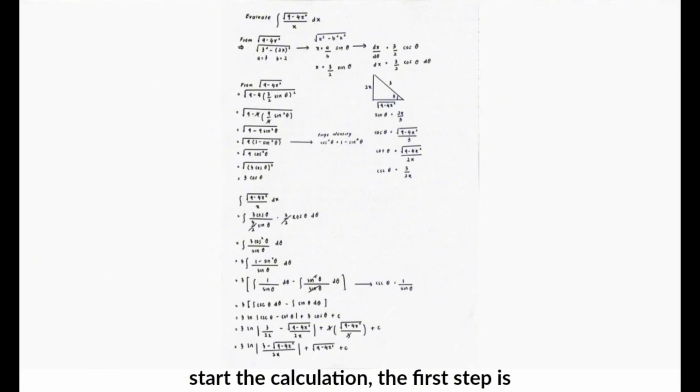Before we start the calculation, the first step is to determine the form of the equation. As we can see from the question, square root of 9 minus 4x squared is the same as square root of a squared minus b squared times x squared. From square root of 9 minus 4x squared, we can find the value of a and b. From this, we know that the value of a is 3 and b is 2.